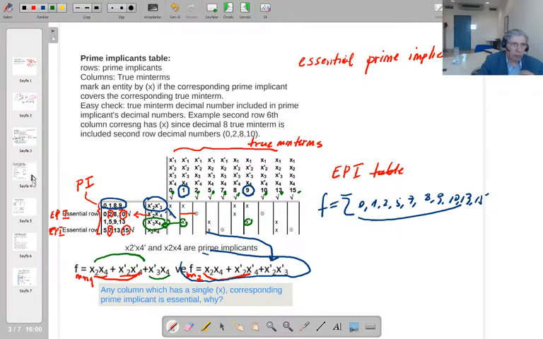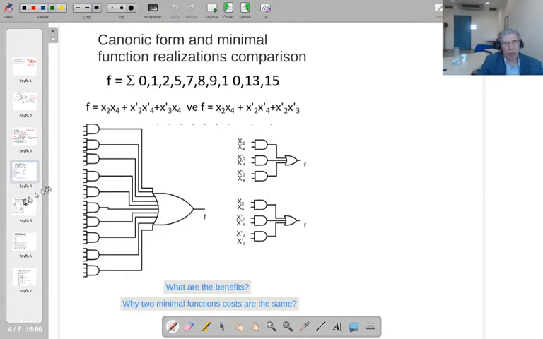Let's compare the result now. That's the given function. If you write this given function in the first canonical form, or sum of products form, you're going to end up with this, because you've got 1, 2, 3, 4, 5, 6, 7, 8, 9, 10. We've got 10 true minterms.